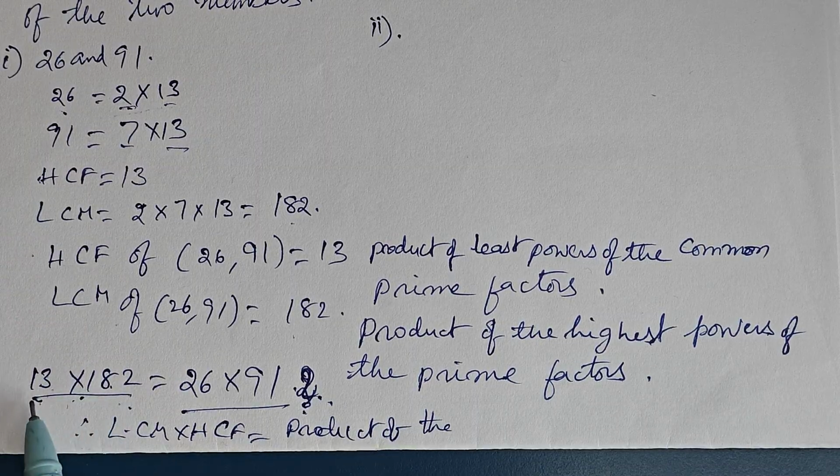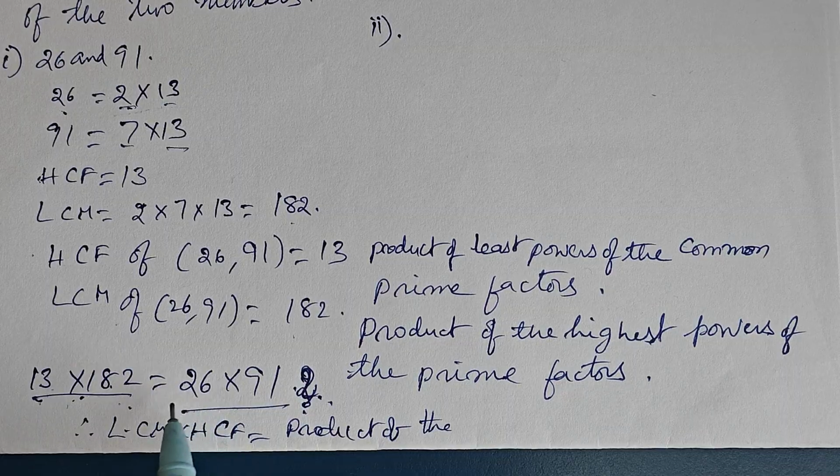So here, even if you write 182 into 13 is equal to, it will be 26 into 91, the numbers for which we have found the LCM and HCF. So I think that is clear.